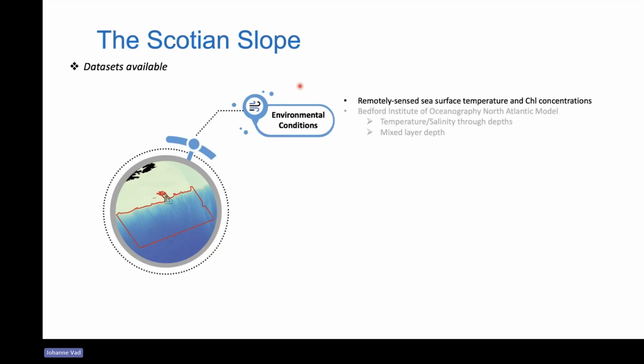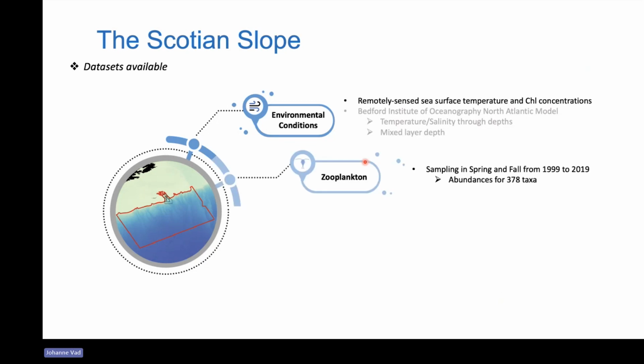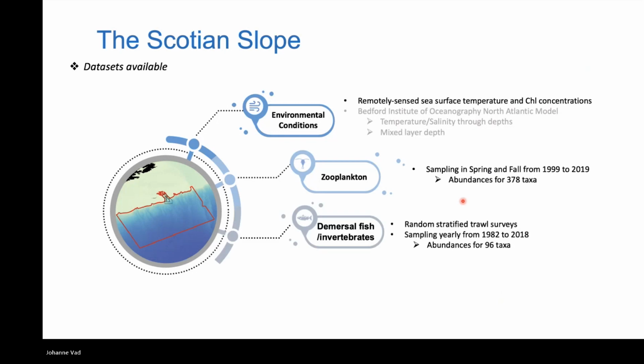In terms of environmental conditions, we looked at remotely sensed sea surface temperature and chlorophyll concentrations. We also had access to some modeled outputs, but I'm not going to cover this in my talk today for time constraints. We also had access to zooplankton, which were derived from a monitoring survey program called AZMP, and this gave us abundances for 378 taxa in spring and fall between 1999 and 2019. So quite a lot of data here.